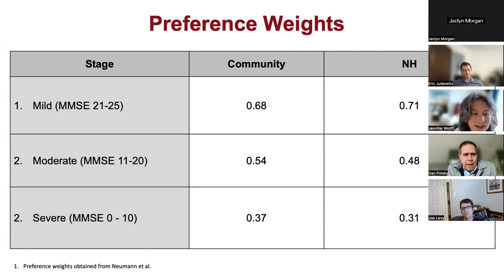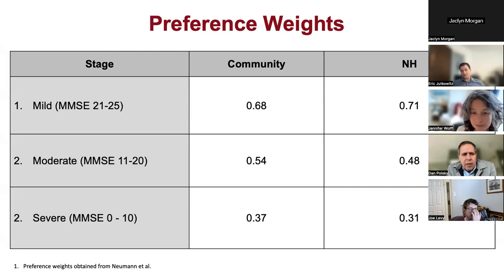But I guess I don't understand. I don't live in this world, and it looks to me like most people with mild impairment prefer the community, but then the percentage reporting nursing home, like the 71. I just don't understand what's in the table.